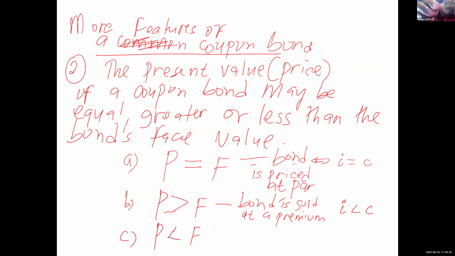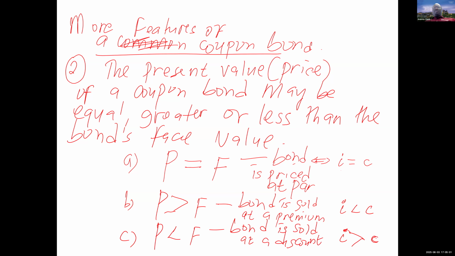The last relationship: when the bond's price is below its face value, we say that the bond is sold at a discount, or is priced below par. Then the interest rate on this bond has to be greater than the bond's coupon rate.